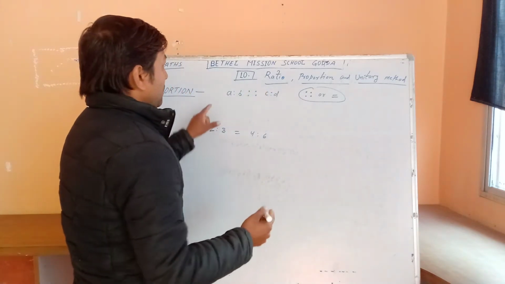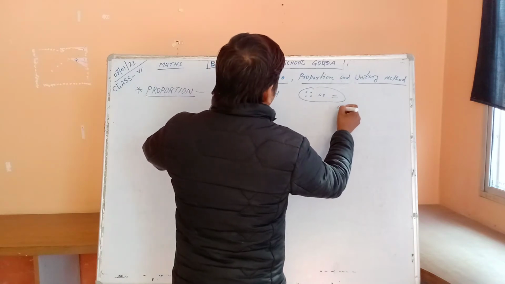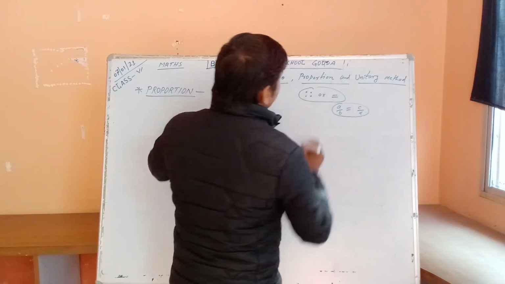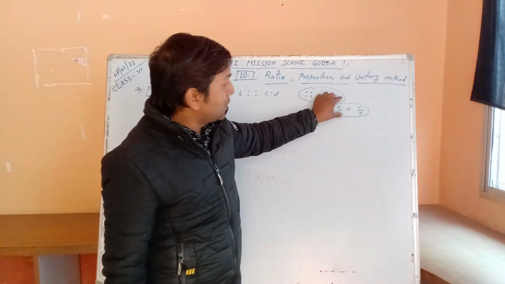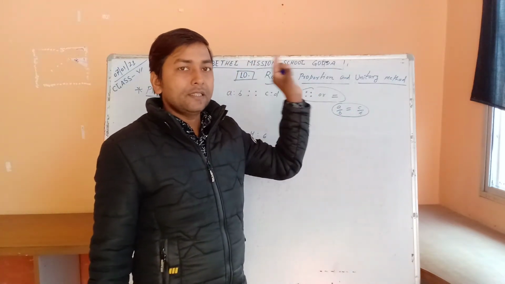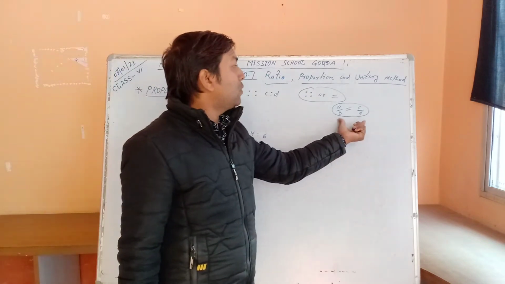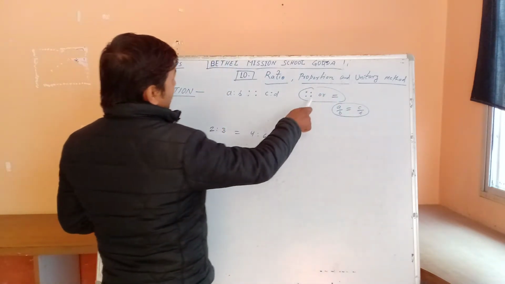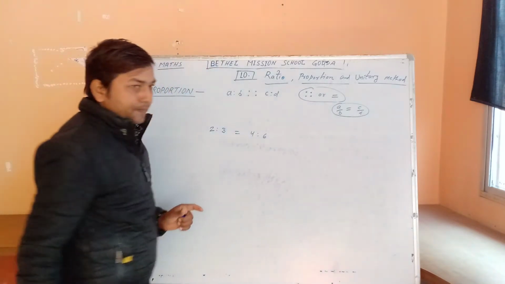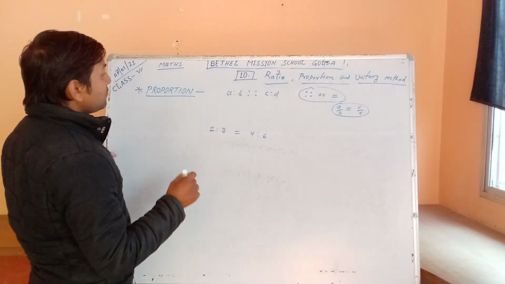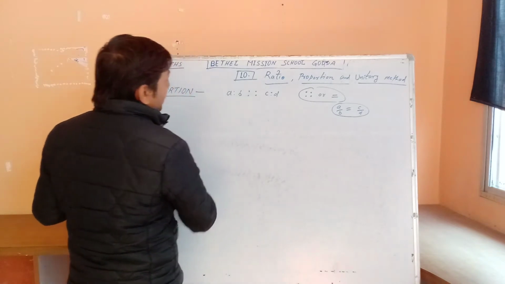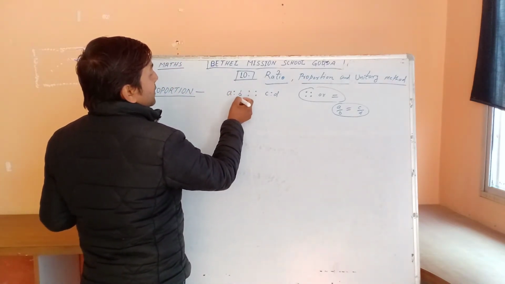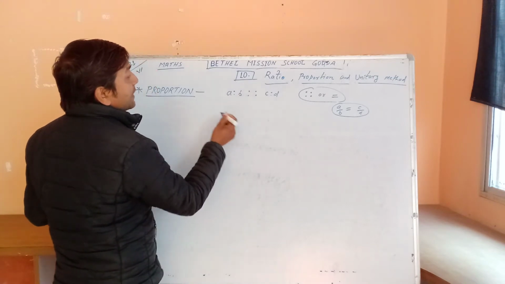When A by B equal to C by D, two ratios are equal, then we say that both are in proportion. Okay, and symbol is this one or this one. Is it clear? So now next thing, suppose that A ratio B, and how can you read it?